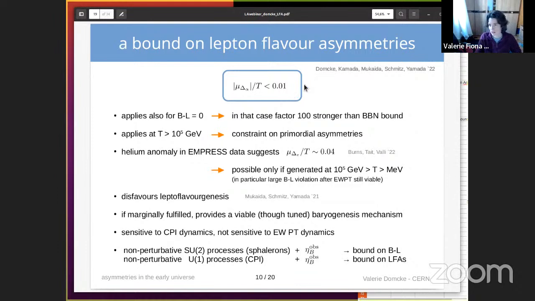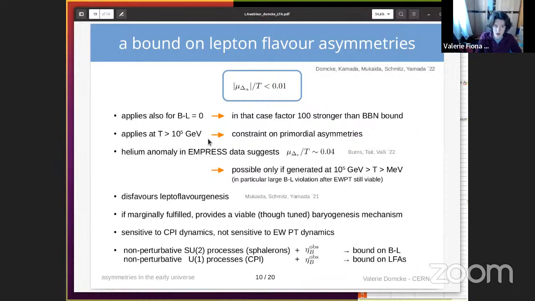So in that case, it's just an independent bound, but of a similar strength. But in this particular case, where B minus L is 0, it's actually a factor 100 stronger than the previous bound. The previous bound applied at BBN temperatures, or at CMB temperatures. This applies at temperatures larger than 10 to the 5 GeV, right? So it's really a constraint on the primordial symmetries.